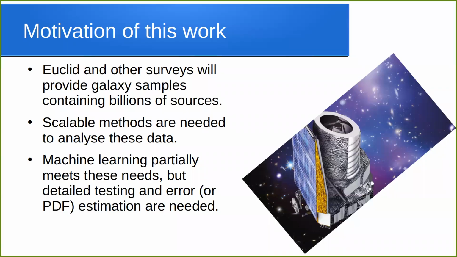And so, in a certain sense, machine learning meets these needs, but there are some drawbacks that we need to overcome before we can really use it in a way which is competitive enough with template fitting. So, for example, we need to be able to derive high quality uncertainty estimations, either PDFs or just error bars, and other things as well, such as can you actually apply it to sources which are of a type that your machine learning algorithm hasn't seen before.